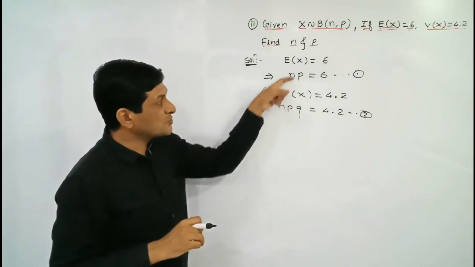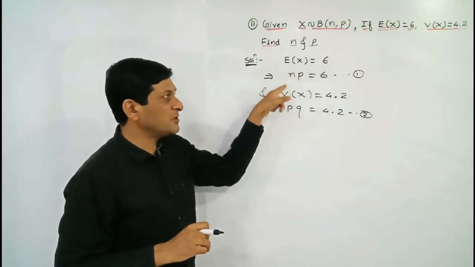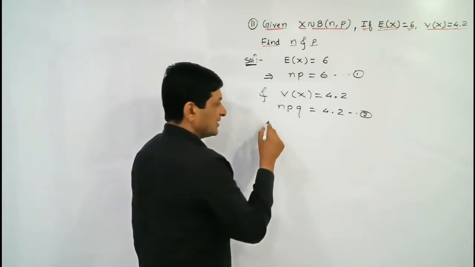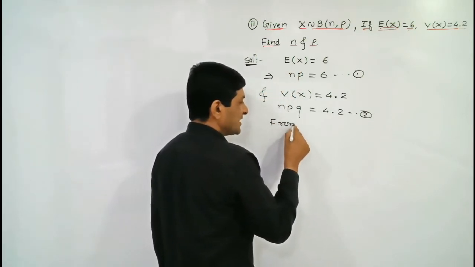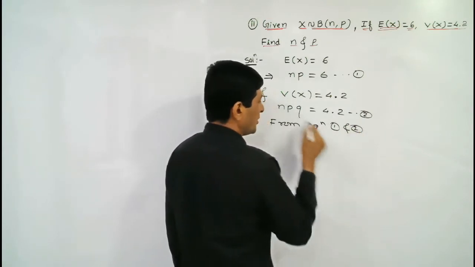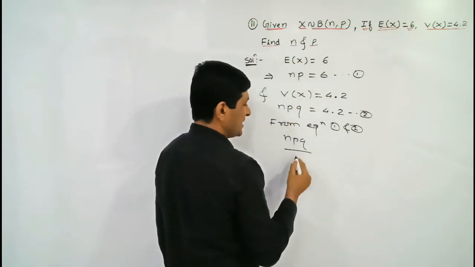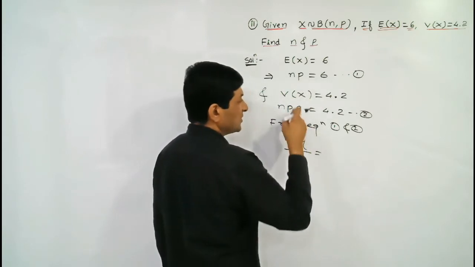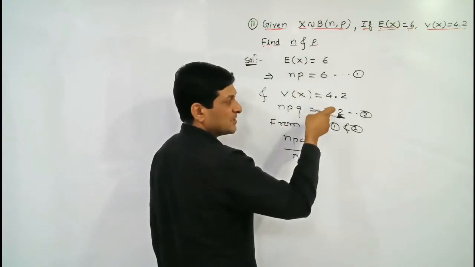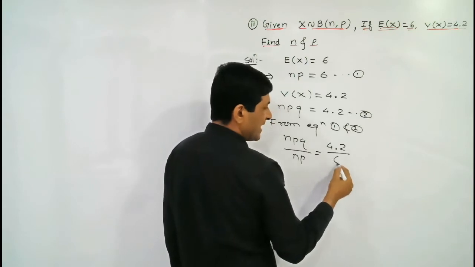By solving these two equations we can easily observe that we are able to find q if we take the division of these two equations. So from equation first and second, let us see what we will get. npq, keep it as it is. In the denominator we write np. So we have taken the division of the left hand side. Now take the division of the right hand side, which means 4.2 divided by 6.